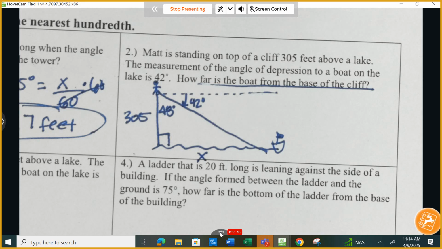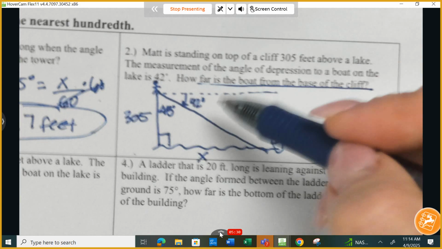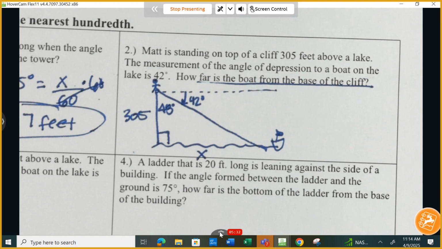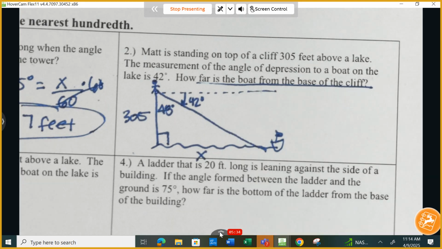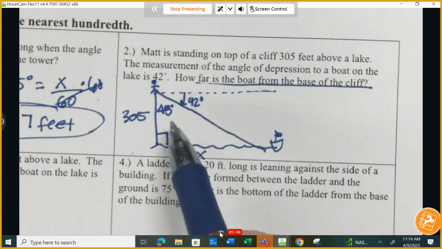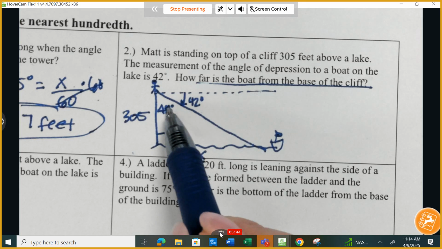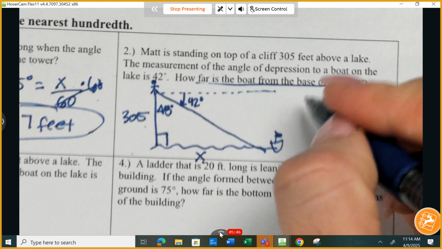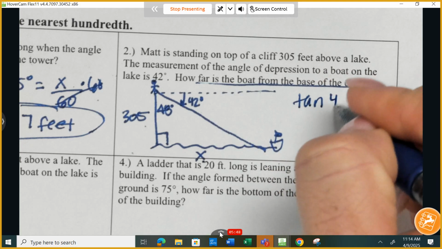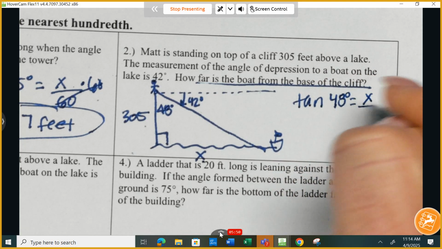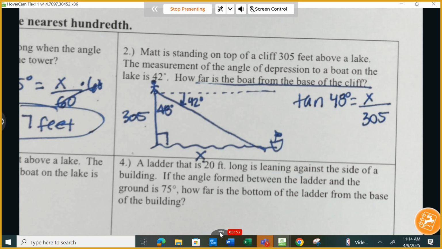Now, is there more than one way we can do this? Yeah, there is more than one way, but just to simplify things, I'm not going to go through and talk to you about opposite interior angles. I'm going to leave it at this. You could do it a different way, still mathematically show your work and get the right answer. Now, in comparison to 48 degrees, X is opposite, 305 is adjacent. So I'm going to write tangent of 48 degrees equals opposite over adjacent.